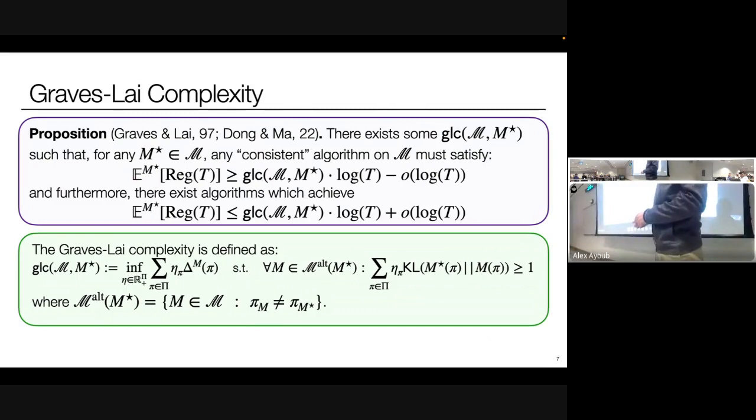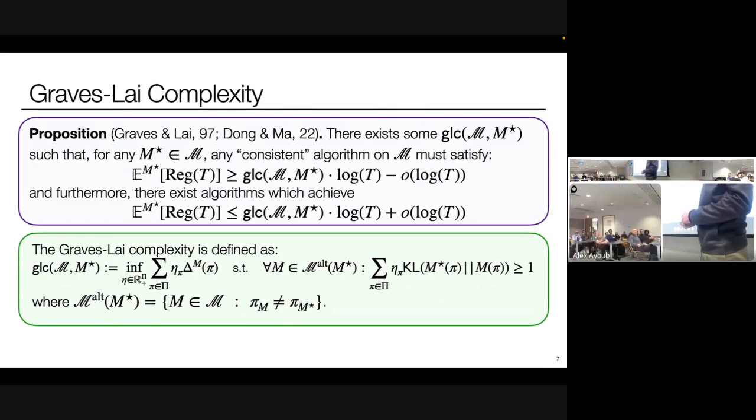By definition here, by the time you suffer GLC regret, you can now distinguish M star from everything else, with constant probability. So GLC quantifies constant probability, but as T gets large, you need to do this with probability 1 over T. That's why you get a log T.